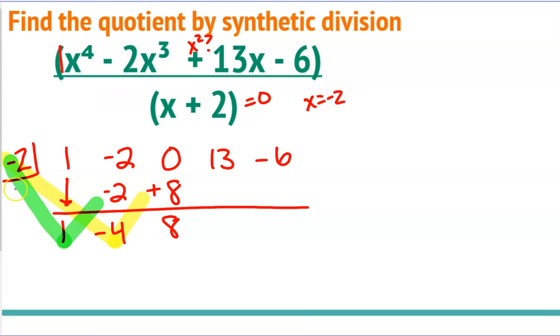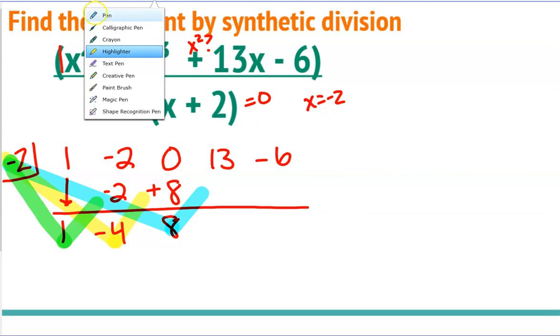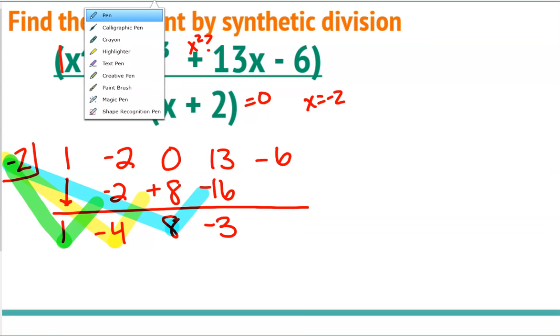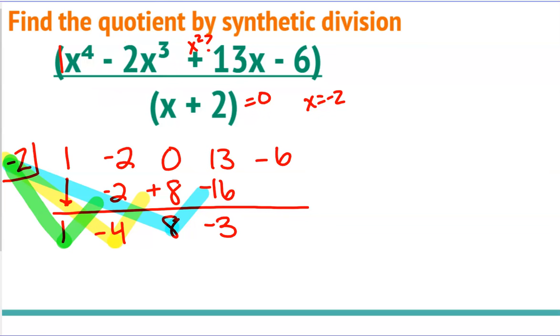All right, basketball again, or bounce. Negative 2 times 8 is going to give us negative 16. 13 minus 16 is negative 3. One more bounce for this one. So we have negative 2 times negative 3, which is going to give us a positive 6. Negative 6 plus 6 gives me 0. Again, the final number is always our remainder.